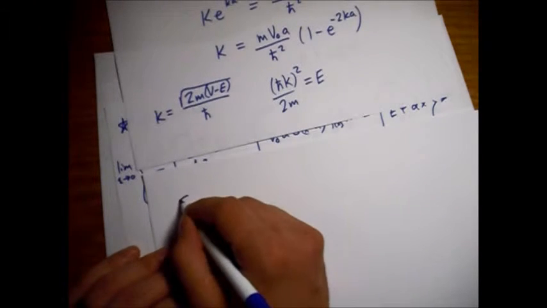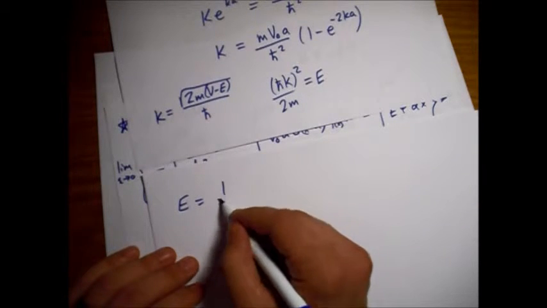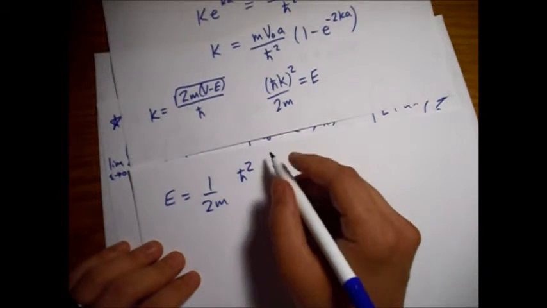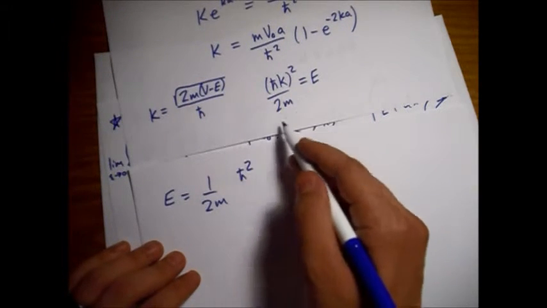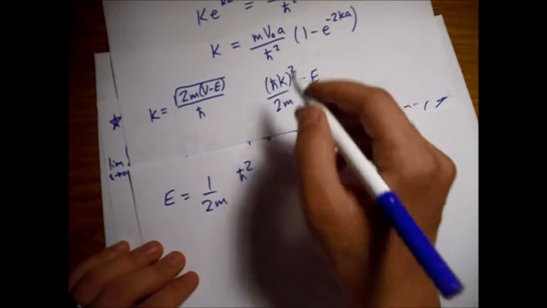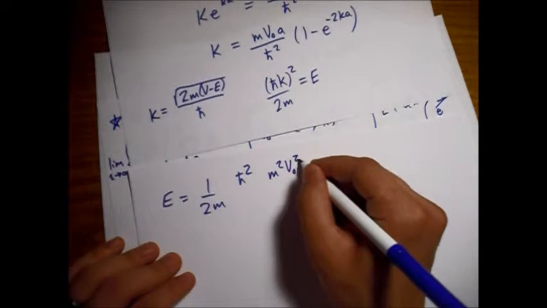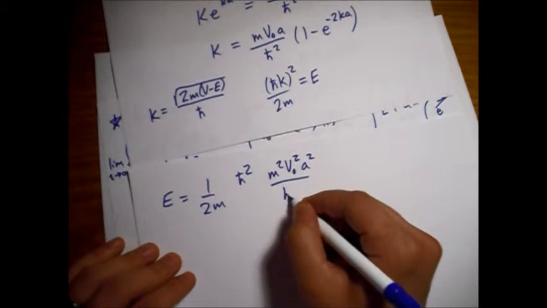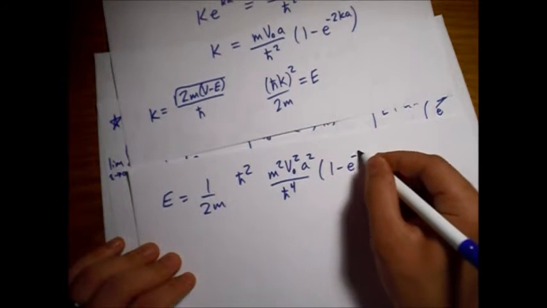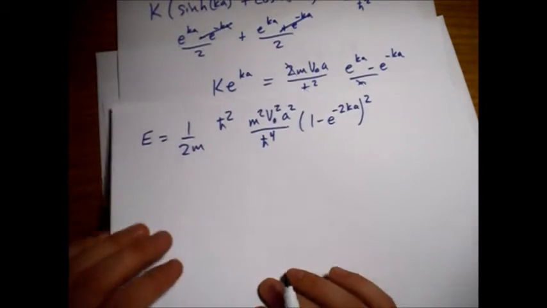So we've got 1 over 2m. We'll have an h bar squared. Let's plug in some of these constants real quick, because we'll be squaring this anyway. So m squared V naught squared a squared over h bar to the 4th, and then a 1 minus e to the minus 2ka squared.